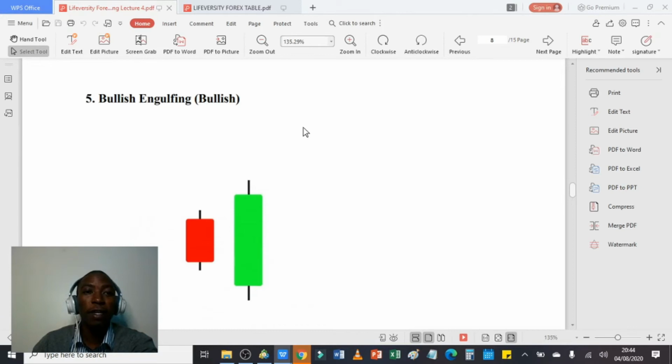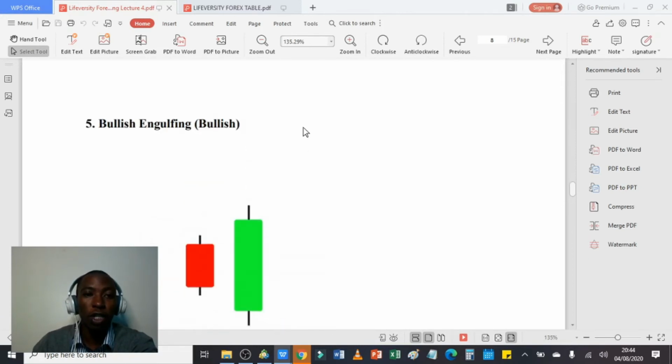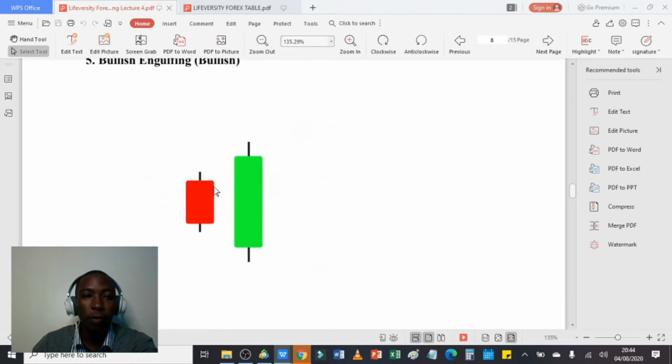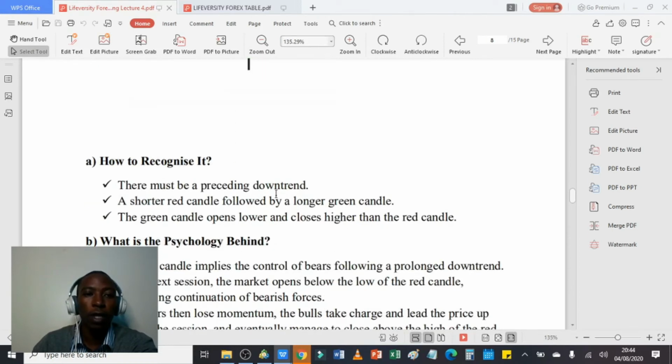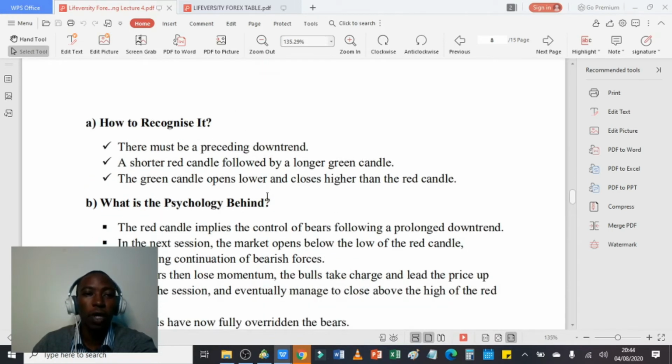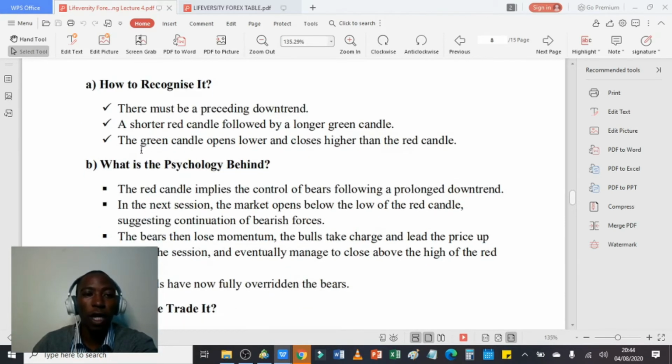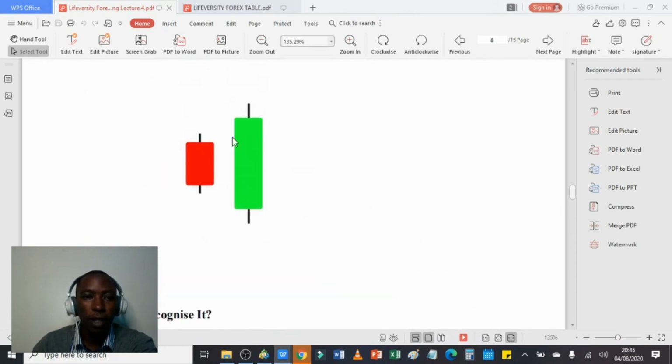The fifth Japanese candlestick pattern is the bullish engulfing. That is a bullish candle. As you can see, we have a small red candle, a small bearish candle, and a larger bullish candle. How to recognize it? There must be a preceding downtrend, a shorter red candle followed by a longer green candle, or a shorter bearish candle followed by a longer bullish candle. The green candle opens lower and closes higher than the red candle, as you can see.